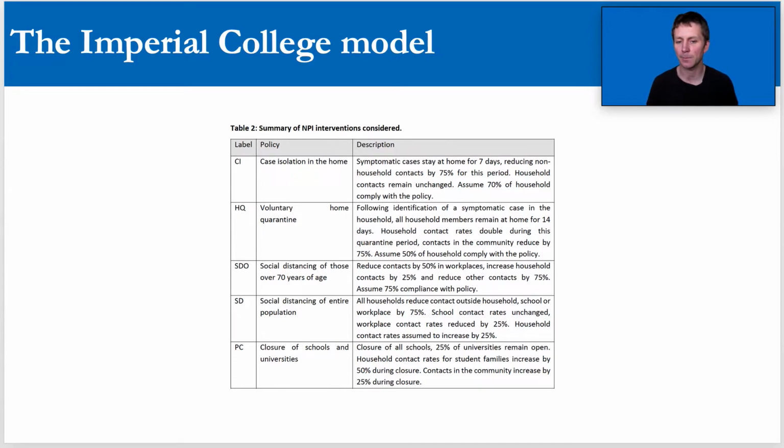First of all, they simulate just case isolation in the home. That's just what we're being advised to do: once you start seeing symptoms, you stay at home for 7 days. And this reduces, they assume, the amount of contacts that you have with people outside your household. The second intervention that they simulated was voluntary home quarantine. So if somebody in your house gets sick, then you quarantine for 14 days, which is, again, what we've been advised to do now.